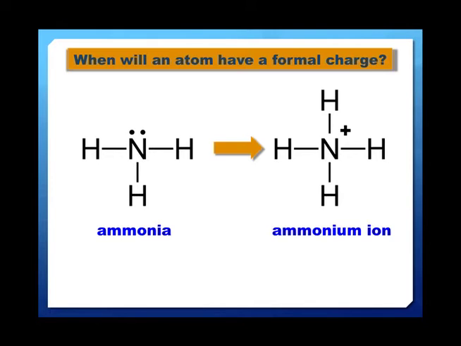One way to go about calculating the formal charge on an atom is to take its typical number of valence electrons, that's 5 for nitrogen, and compare it to the number of electrons it is contributing to the Lewis dot structure.